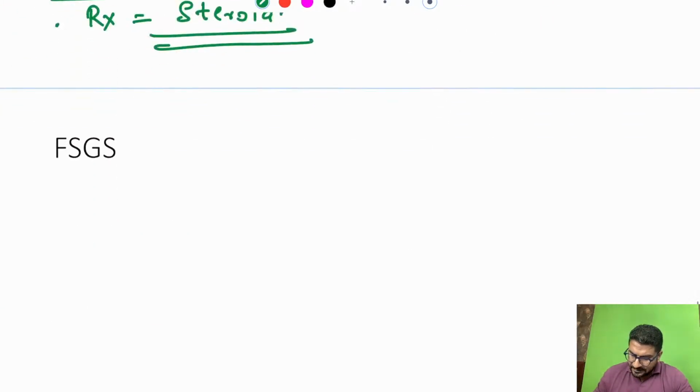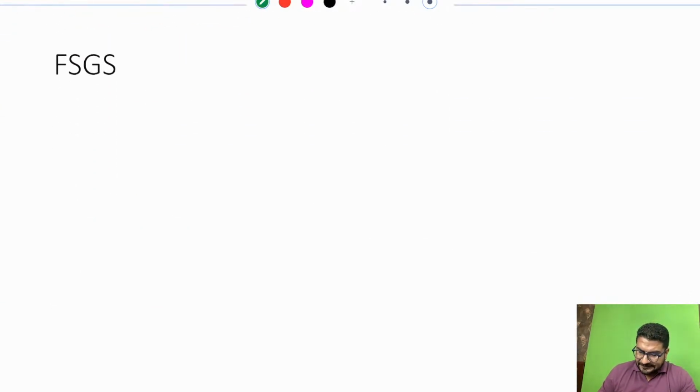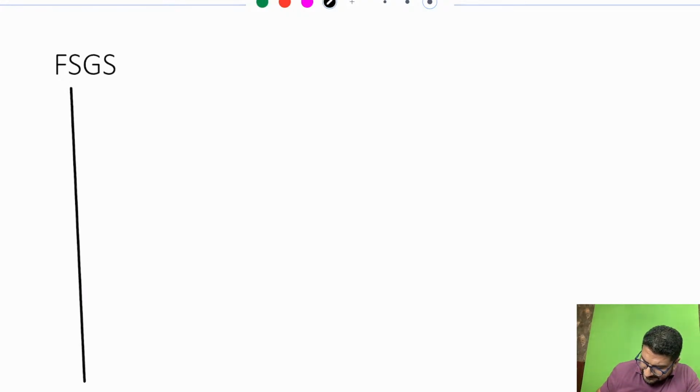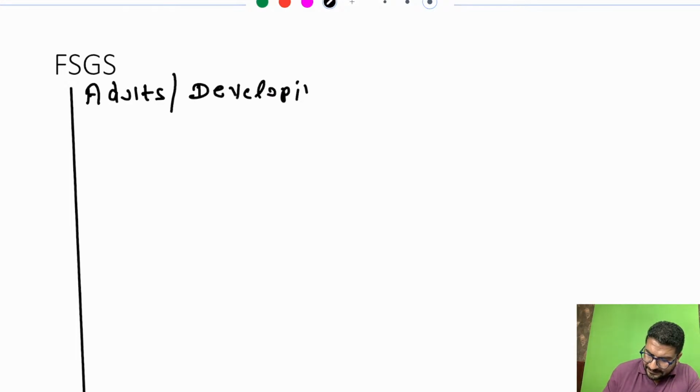Done. Moving to FSGS. Understand, FSGS is a type of nephrotic syndrome seen in adults, and it mainly affects adults of developing or underdeveloped countries. Here is how we differentiate this from minimal change disease: minimal change disease is mainly seen in children. Here you will see a very poor response to steroids.